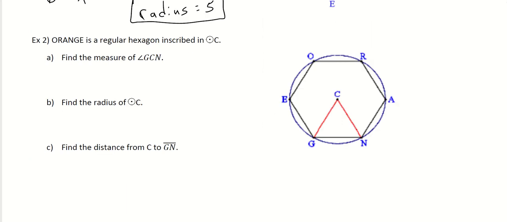Moving on to example 2. ORANGE, orange is a regular hexagon inscribed in circle C. A, find the measure of angle GCE. Pause the video now and try that on your own.